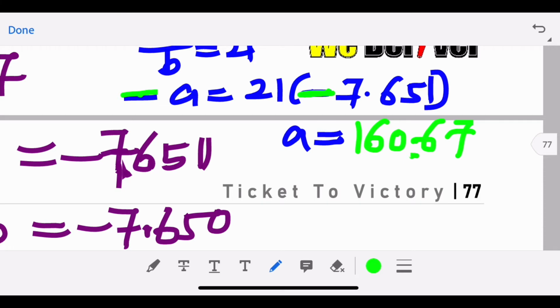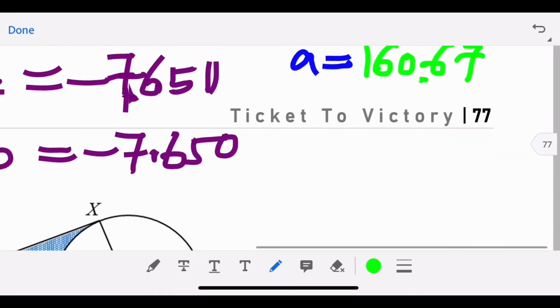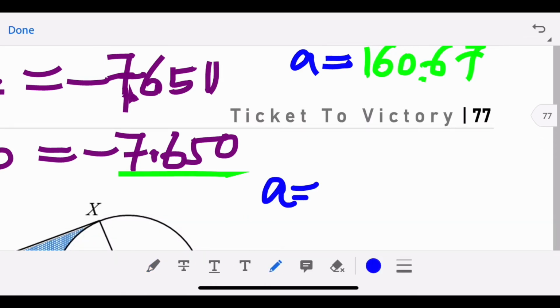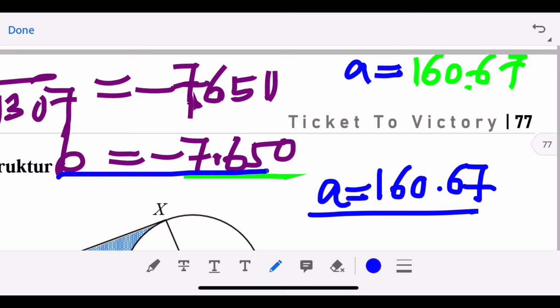That is one reason why the values of A and B will affect the answer, because our value of B is negative 7.65. So the A is 160.67. So we have solved the A and B by reading the gradient and the intercept of the graph, and then we compare with the constants. So that's all how we solve the graph.